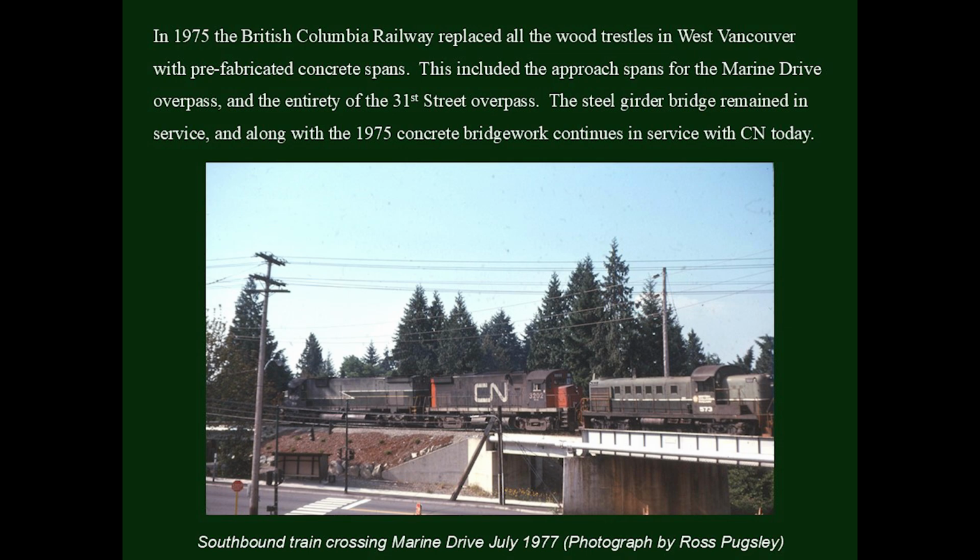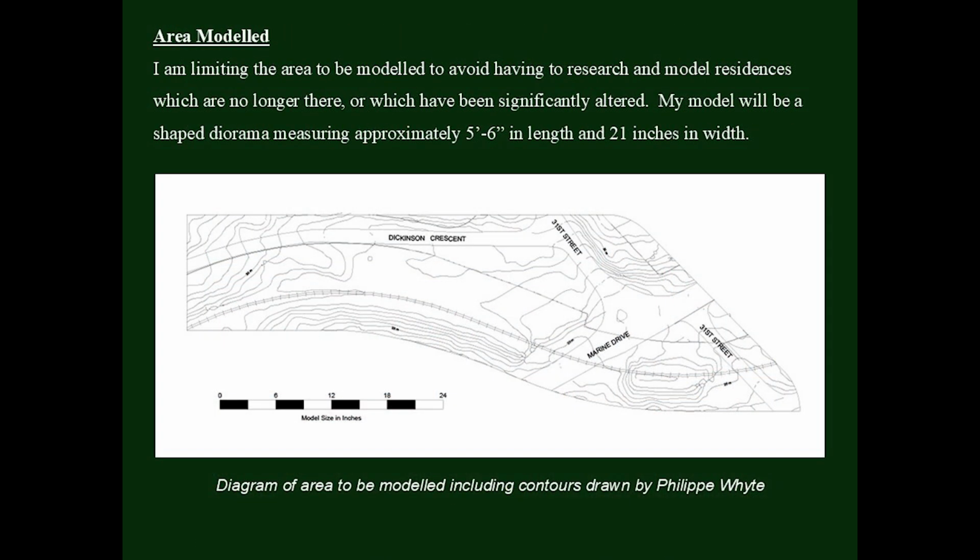This image also provides a record of the street markings, traffic lights, sidewalks, and other details evident at this time, and of course those can also change with the passage of time. So my diorama will focus on the railroad right-of-way and the streets. I will limit the area to be modeled to avoid having to research and model nearby residences, which are either no longer there or which have been significantly altered.